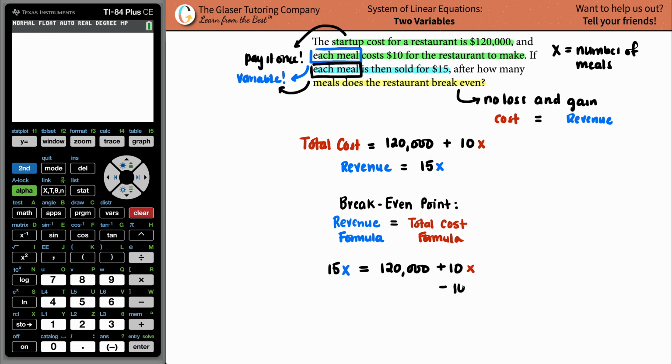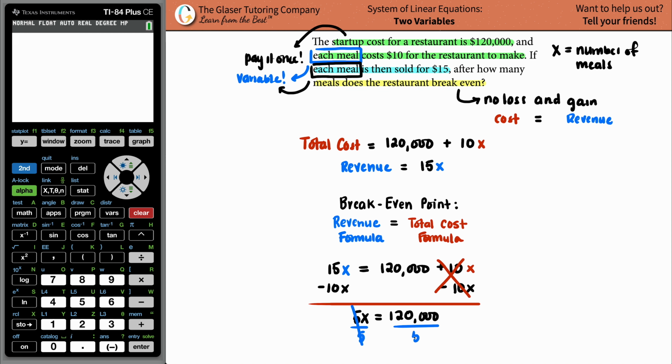So minus 10x on each side. Get the x's by itself. This goes bye-bye. We now have 15x minus 10x, that's a total of 5x, equals 120,000. Divided by 5 on both sides.